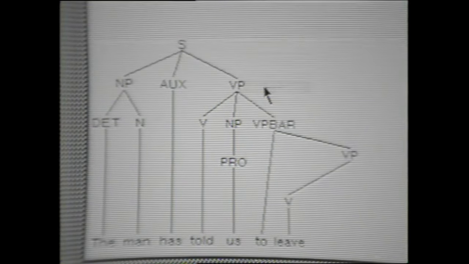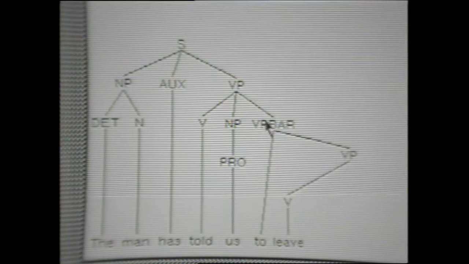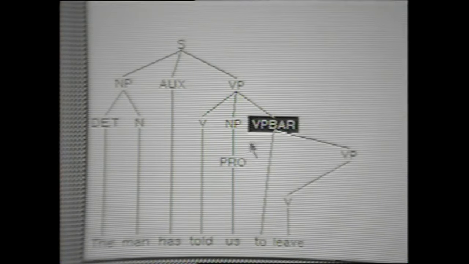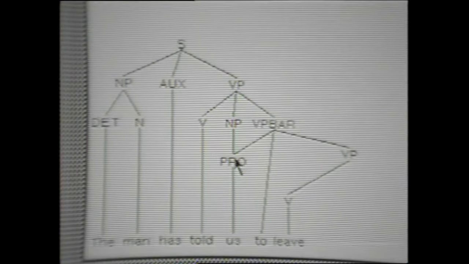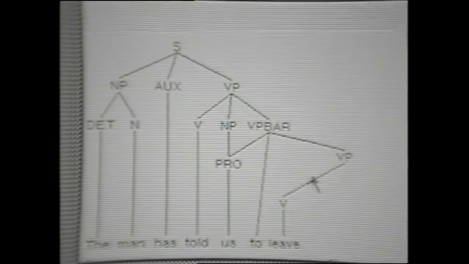In this case, I can add a link, and it's now asking me to specify nodes that would be linked together. So I'll draw a link from VP bar down to Pro, and you can see the link's been drawn in. This is fine, and it's very nearly what I want.